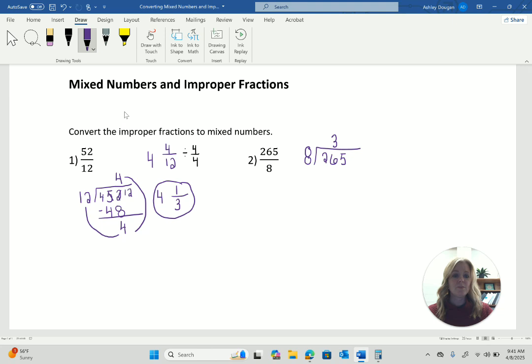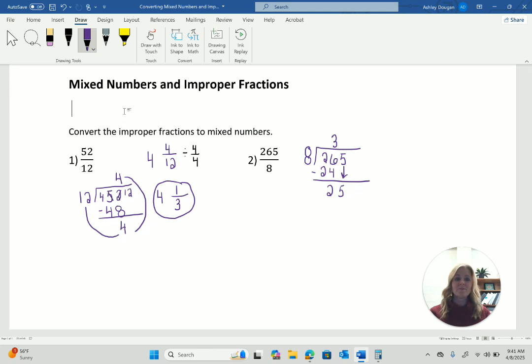And then I do my multiplication. 8 times 3 is 24, and I write that underneath the 26 because that's what it's going into. So once you multiply, you're going to subtract. 26 minus 24 is 2. Now, something that we didn't have in our other example is that I have an extra number here. So I want to bring that 5 down and make this 25.